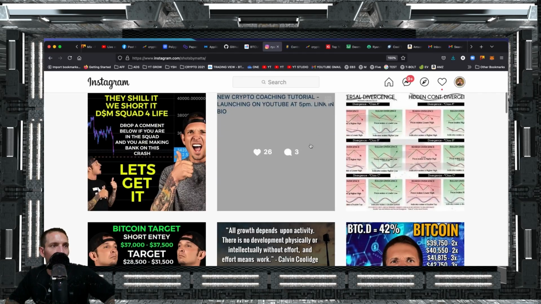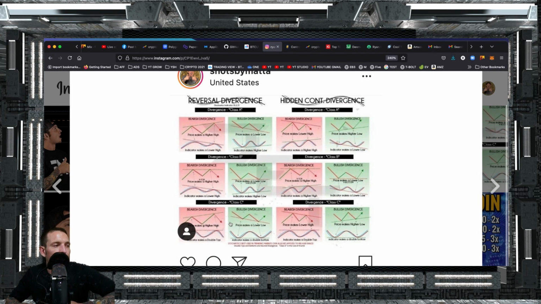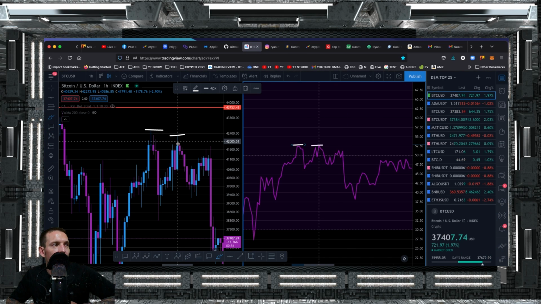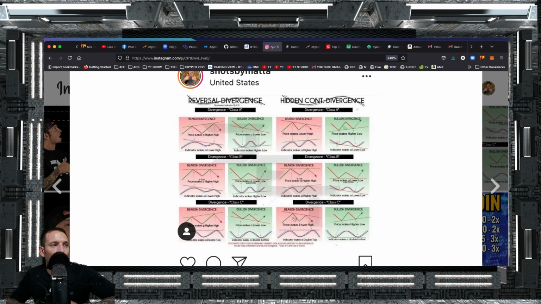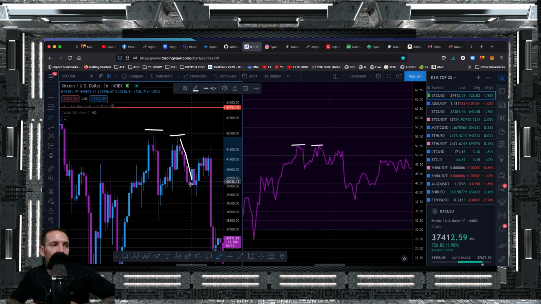So we're going to come over here to my Instagram. We're going to open up my divergence cheat sheet. And if we take a look and we jump back and forth, we see price making lower highs, RSI making equal highs. We see price making lower highs, and we see RSI making equal highs. Bearish divergence, indicating that price is going to push to the downside.